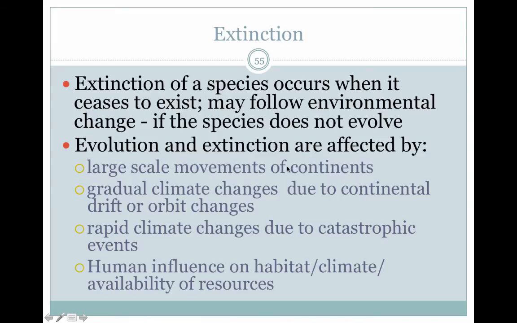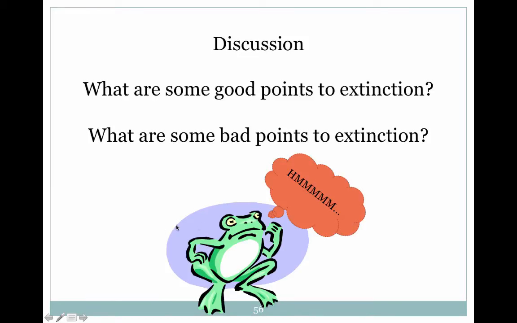All right, so speciation is one of two processes that determines Earth biodiversity. Name and describe the other one. It's extinction. If you don't have any pre-adaptations to a sudden and catastrophic change in your environment, you go extinct. How does this happen? Large-scale movement of continents, gradual climate change, rapid climate change, and then, as we're seeing in today's world, human influence.